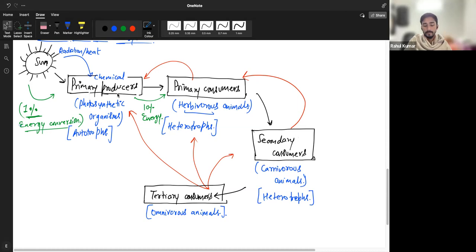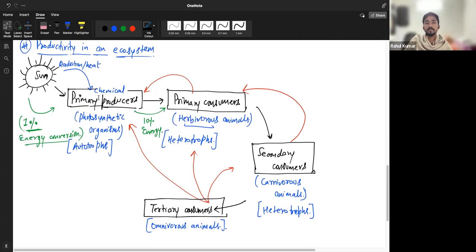So for productivity, there are few concepts that you have to understand. Write down. How will you define primary production? From sun to, please write, make this, note this down.